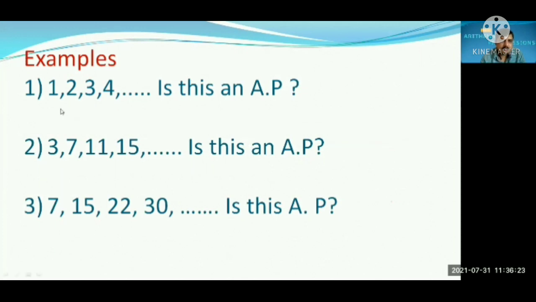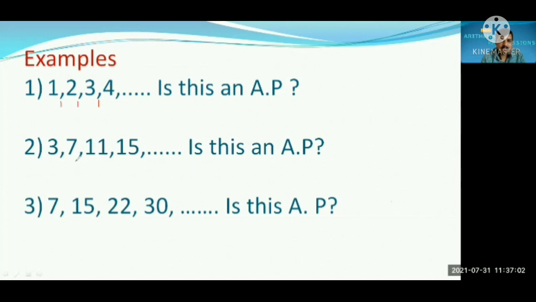See here, 1, 2, 3, 4. Is this an AP? You have to tell. Yes, of course this is an AP, because the difference between every succeeding term and its preceding term is 1 here. You can easily identify that: 2 minus 1, 1. 3 minus 2, 1. 4 minus 3, 1. While finding the common difference, you have to subtract the preceding term from the succeeding term. If we get the same common difference, then it is an AP.